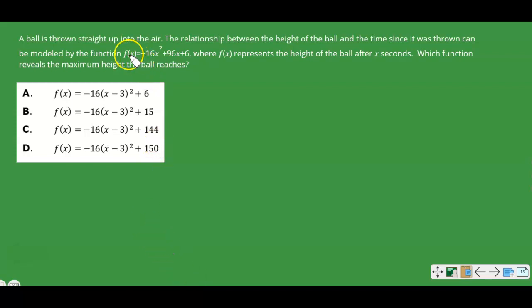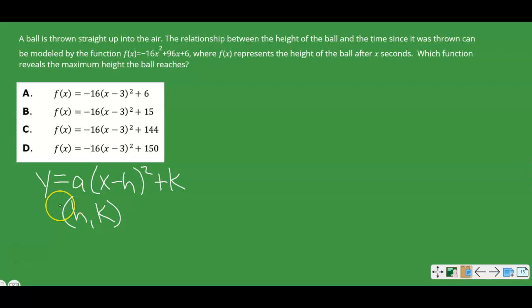All right, so the first function they give us is in standard form, and you can find the vertex by doing x equals negative b over 2a, and then substitute that in to find your y value. The answers are all in vertex form. Vertex form, remember, is y equals a times (x minus h) squared plus k, where h and k are your vertex. So let's look at the original function.